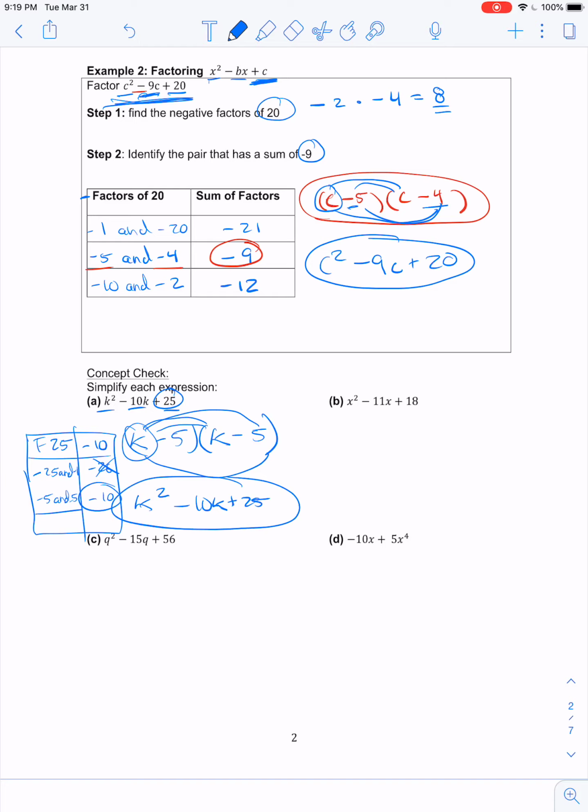Okay, so you do examples B, C, and D, and then we will continue on with our work. Nice work, class.